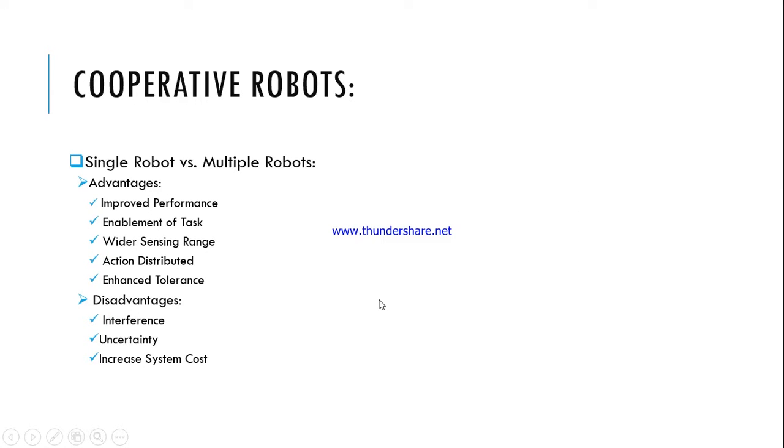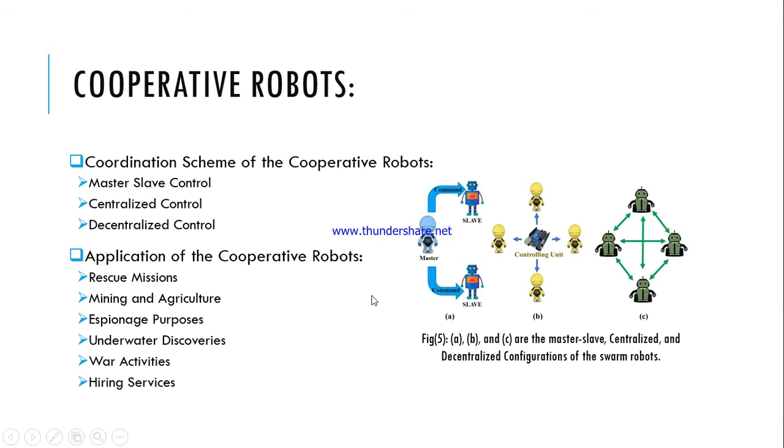There are some advantages as well as disadvantages of a single robot over multiple robots. First, the advantages: if you have multiple robots, then the performance will be better, with enablement of tasks, wider sensing range, action distribution, and enhanced tolerance. But at the same time, we have some disadvantages as well. There will be some interference. There will be uncertainty between the robots, and because you are involving more robots, the cost of the system will also increase.